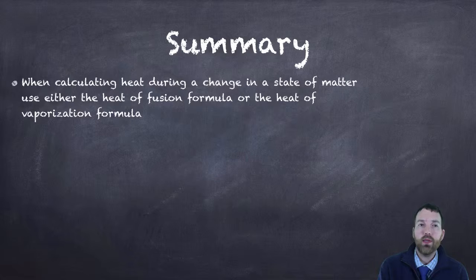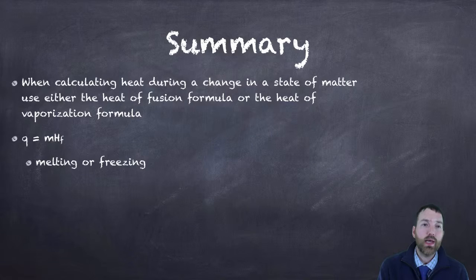Okay, so when calculating heat during a change in state of matter, use either the heat of fusion formula or the heat of vaporization formula. If we're calculating heat not during a change of state, we're going to use Q equals mc delta T. So the heat of fusion formula is just mass times heat of fusion. We're going to use that whenever we're talking about melting or freezing. Again, it just depends on whether we're adding enough energy, the heat of fusion, to melt it, or taking away the energy or the heat of fusion to freeze it.